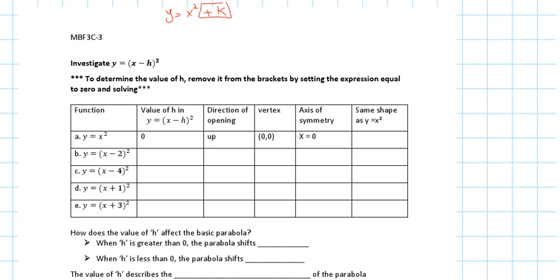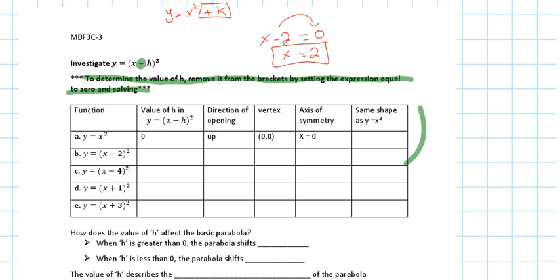is inside with the x. And the reason for that is because if you look here, the formula is already a negative, okay, which affects what you see. And that's why I say to determine the value of h, remove it from the bracket by setting the expression equal to 0 and solving. Technically, what they're saying here is you have x minus 2, set it equal to 0, bring the 2 over, so x becomes equal to 2. Okay? That's what they're saying. So it's opposite to what you see.